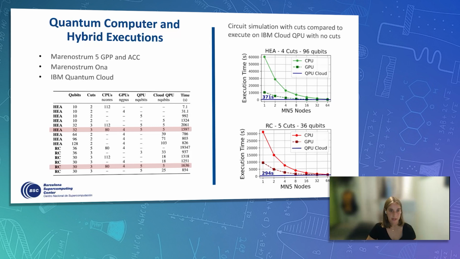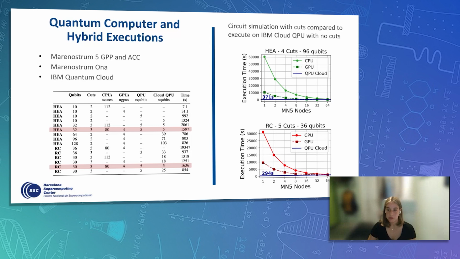Okay, these were some results that we obtained and that we presented in the paper. I'm going to focus first on the right side. We had the circuit simulation with cuts, what we already saw, comparing with executing the whole circuit in an IBM Cloud QPU. As we saw, obviously, executing the whole circuit in a QPU is much faster, knowing that this comes with other problems like errors or other things inherent to quantum computers, but they are faster than simulating classically.